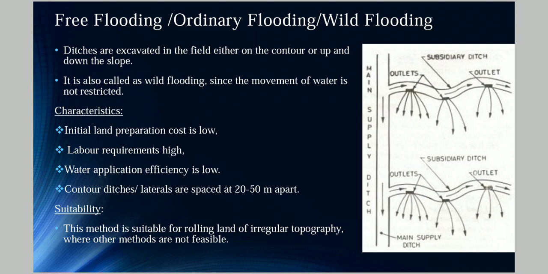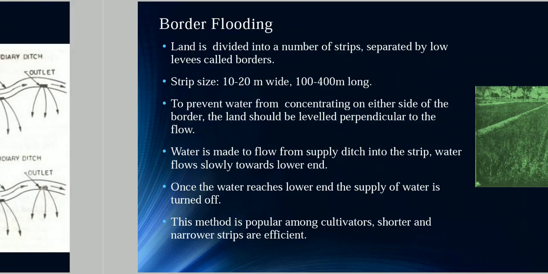Here the initial land preparation cost is low, but labor requirement is high, since we need to monitor the water flowing. And since we use a large quantity of water for irrigation, the water application efficiency is low here. The contour ditches are placed at an interval of 20 to 50 meters apart. This method is suitable for land with rolling terrain, where other methods cannot be used successfully.